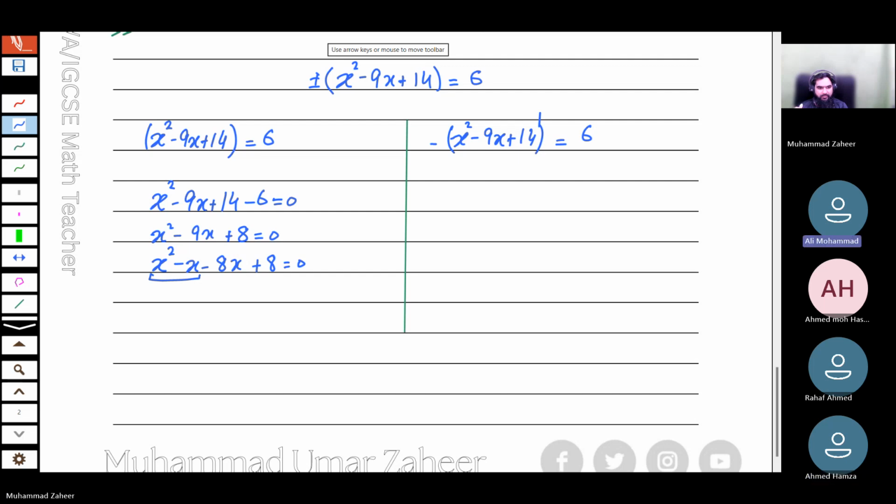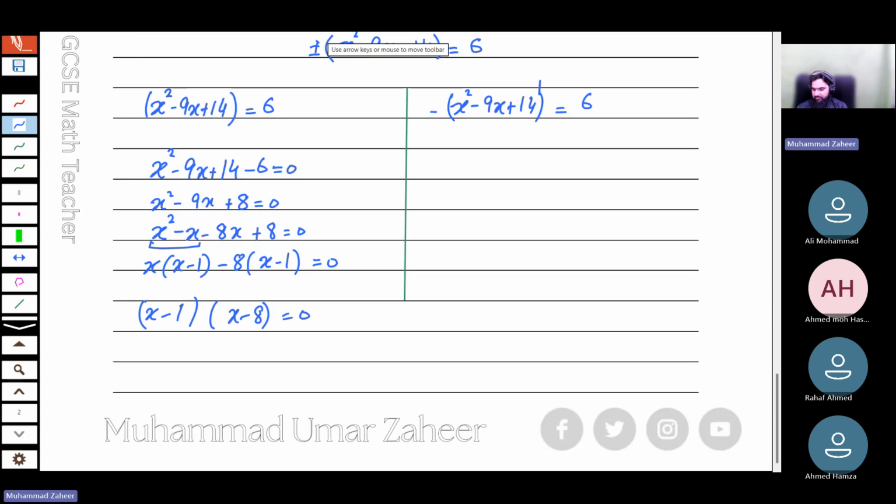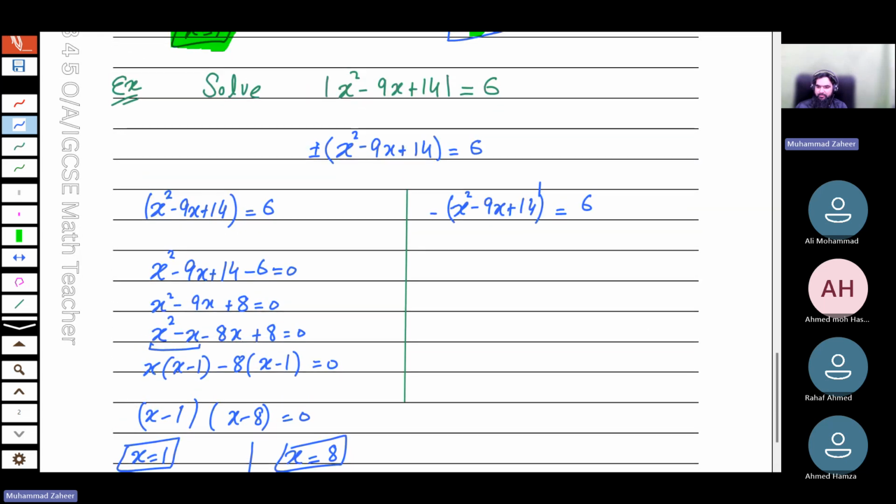Take x as common, you will get x minus 1. Take minus 8 as common, it will become x minus 1. We get x minus 1 into x minus 8 is equal to 0. From here, we get x is equal to positive 1, and x is equal to positive 8. We get the two values from here. In the same way, I'm going to solve the other one, and from there we'll get two values as well.